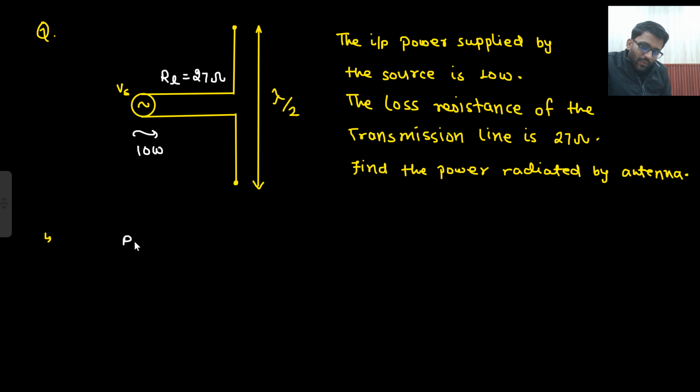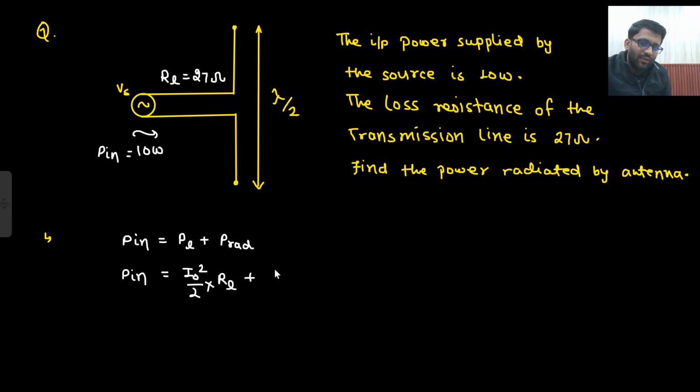So what will happen is that some power P in will be supplied. That P in power will result in two things: some power will be lost and some power will be radiated, right? So what is your P in? I naught square by 2 into the input resistance. Let's take P in as P in only. What will be your lost power? That would be I naught square by 2 into loss resistance. And what will be your radiated power? I naught square by 2 into R radiated.